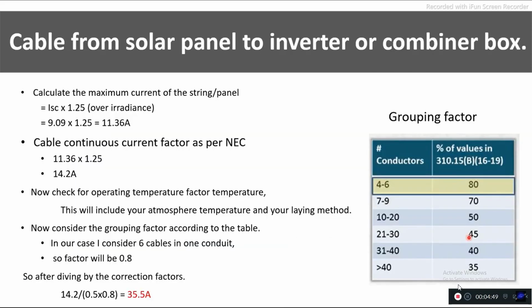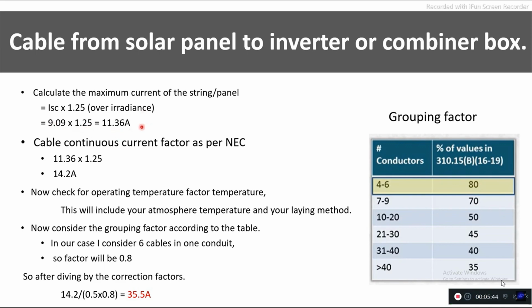First, I am considering the cable calculation for the solar panel to inverter application, or you can say from solar panel to combiner box. As we all know, the modules are connected in series in a particular string, so the current throughout the string will be the same. I have considered the maximum current to be the short circuit current of a particular module, but that is given at standard test conditions. So I have considered 1.25 as the over irradiance factor, because the irradiance at your site will be more than the standard irradiance. That is why we have considered this factor as 25%. So we get 11.36 amps.